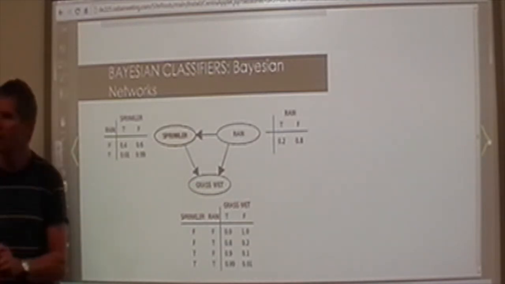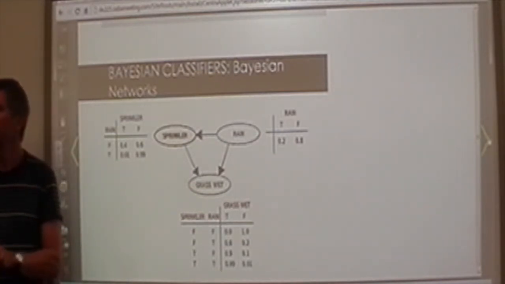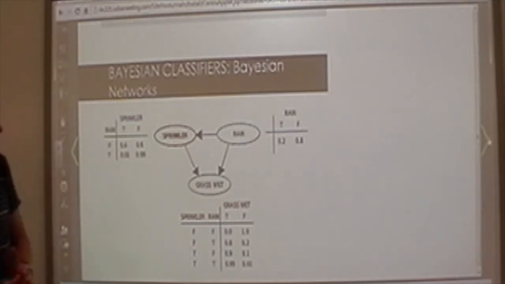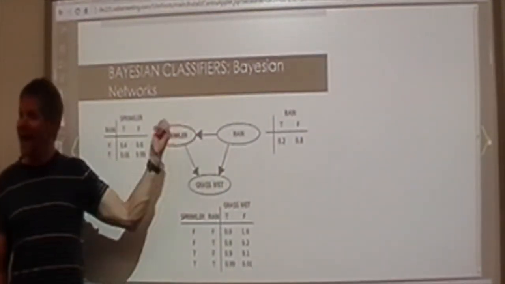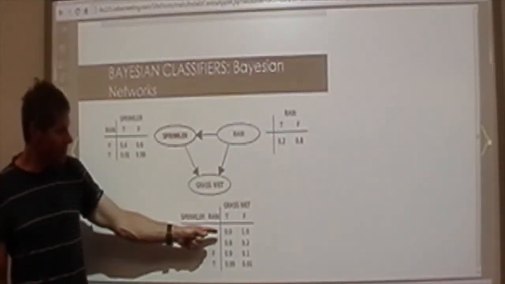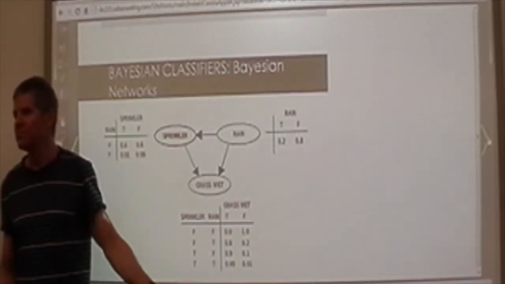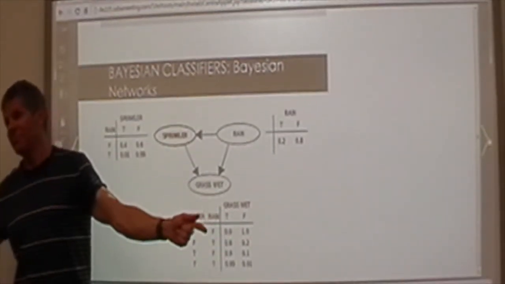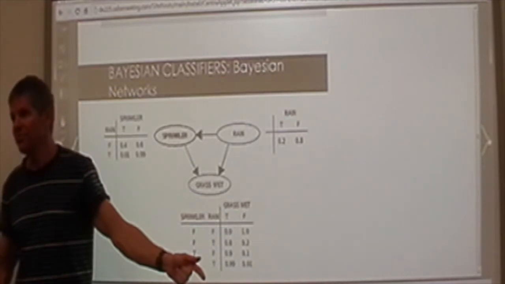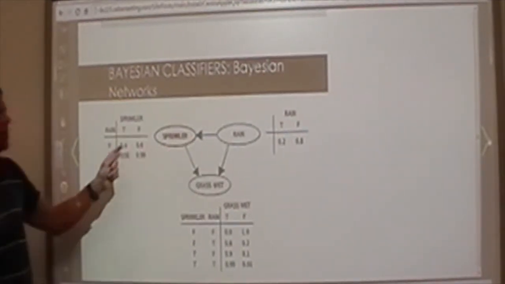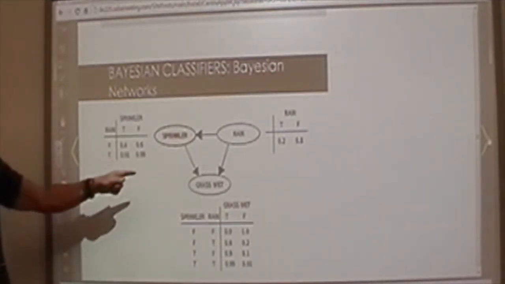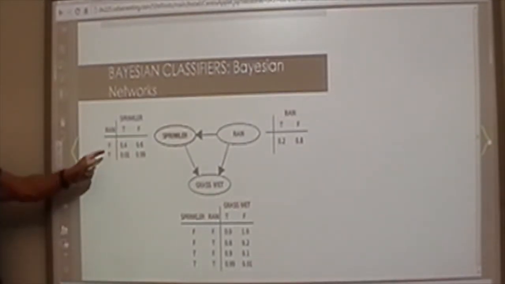Wait, so isn't that grass going to be wet either way? Well, if it doesn't rain and the sprinkler doesn't come on, the grass won't get wet. Well, I thought if it doesn't rain, then the sprinklers will turn on. They've got a probability associated with it. That's this table here. Okay. If it doesn't rain, the sprinkler comes on sometimes, but not all the time. Comes on 40% of the time.